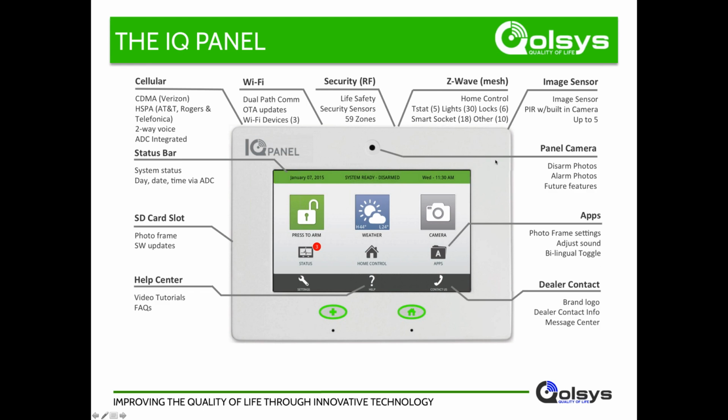Moving on here, we have the panel camera right in the middle, up at the top here. Quite a unique feature. We use it to take disarmed photos. So every time the panel is disarmed, the camera takes a photo and stores that image on the panel locally. You can see that image from the panel. We also take alarm photos, so during an alarm event we take pictures as well, and then we'll be using that for future features. Now, to be clear, today all the pictures that are taken from this panel camera are stored here locally on the panel.